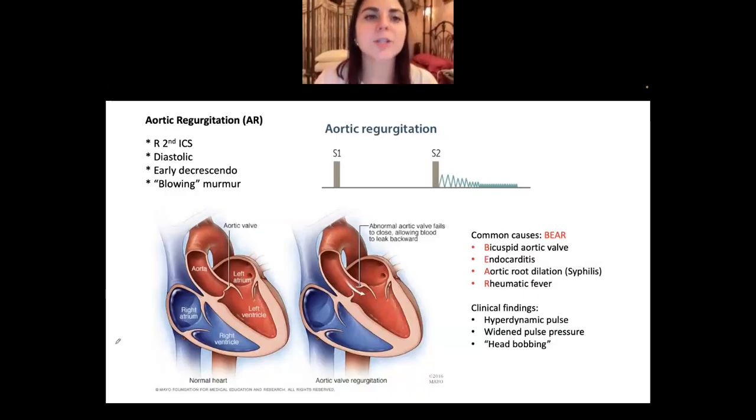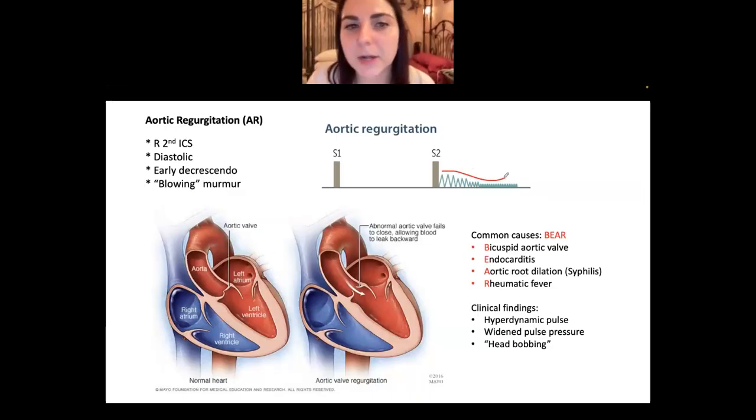Okay, aortic regurg. So we're going to be back in that aortic area. So right second intercostal space, the aortic valve should be closed during diastole. If it's not, you can hear a murmur, and that's where you hear it. You hear it after S2, before S1. And it's an early decrescendo. So it starts loud and then it gets softer. And it's also considered a blowing murmur.